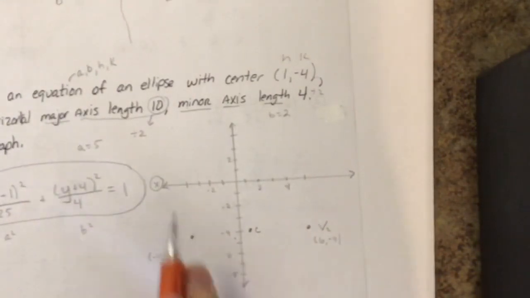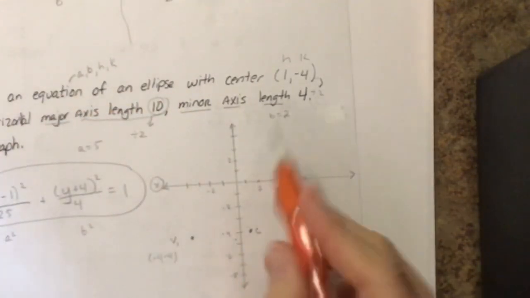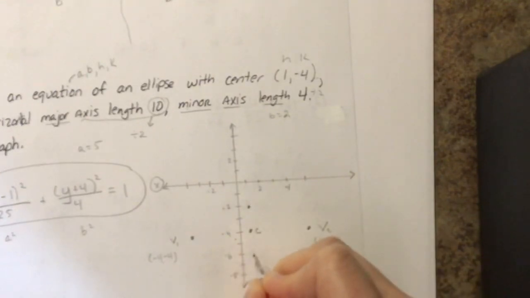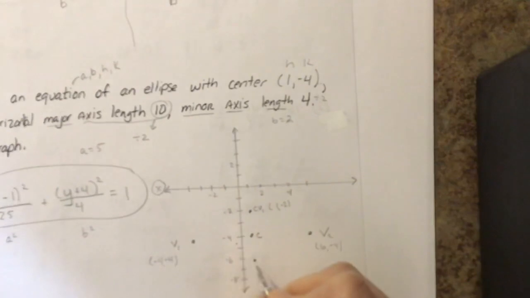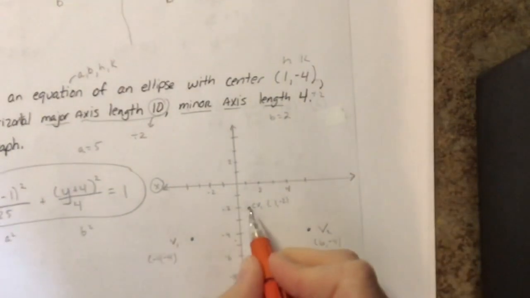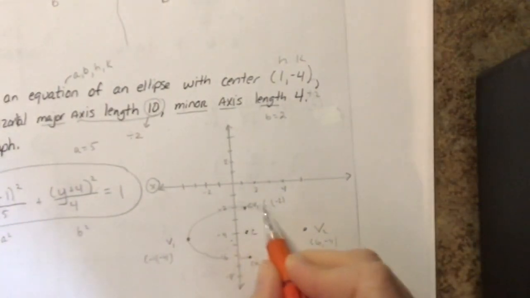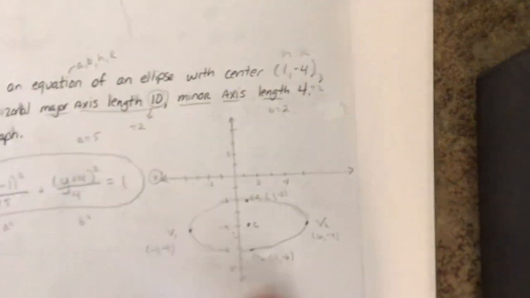Then the co-vertices, the minor is vertical. B is 2, so I'm going to go up 2, down 2. So co-vertex 1 is (1, negative 2). The second co-vertex is (1, negative 7). And here it is, the line. Now, this is a perfect drawing.